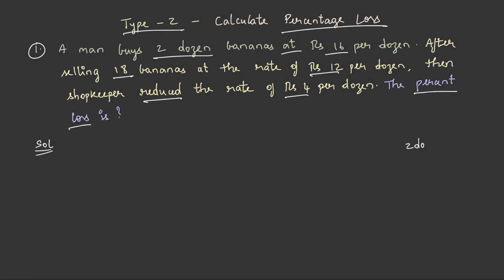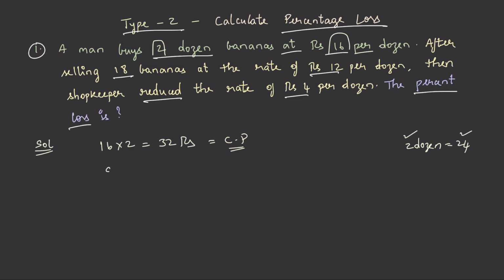2 dozen means 24 bananas. Totally there are 24 bananas, which is equal to 2 dozens, and the cost per dozen is rupees 16. So for 2 dozens it is 16 into 2, which is equal to 32 rupees. So the cost price of 2 dozens is rupees 32.